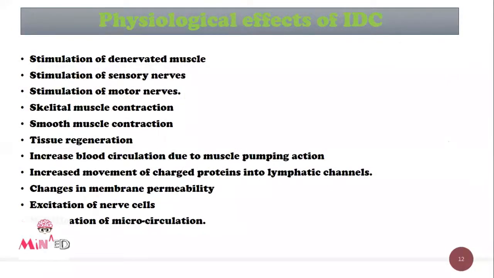What are the physiological effects of IDC? That is the stimulation of the denervated muscle. I have also discussed what the denervated muscle is. Next is stimulation of the sensory nerve. Next is stimulation of the motor nerve. Next are skeletal muscle contraction, smooth muscle contraction, tissue regeneration, increased blood circulation due to muscle pumping action, increased movement of charged proteins into lymphatic channels, changes in membrane permeability, excitation of nerve cells, and modification of microcirculation.